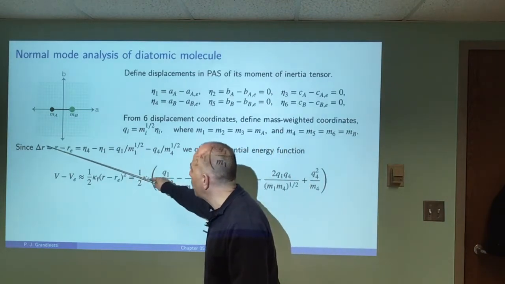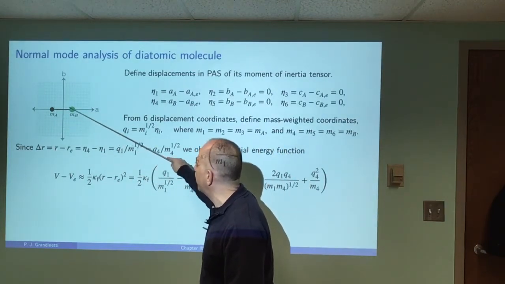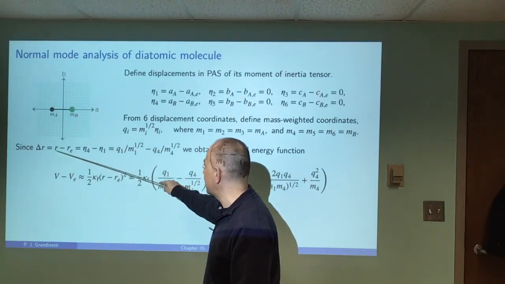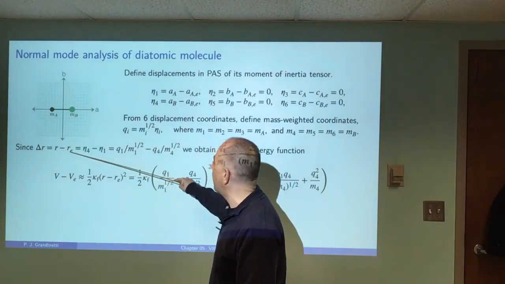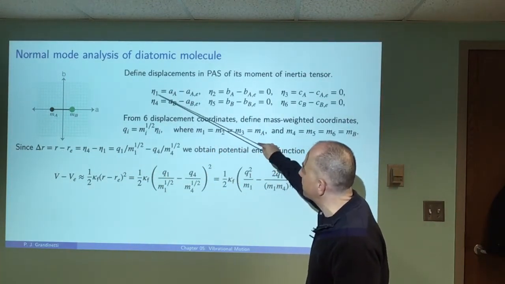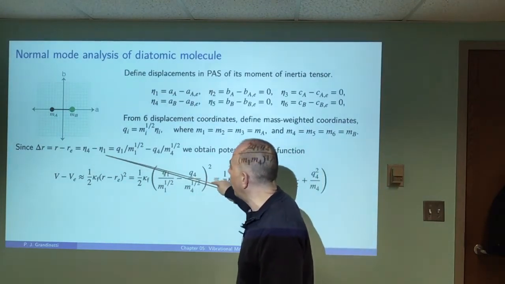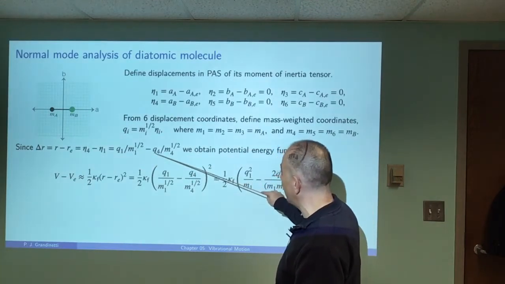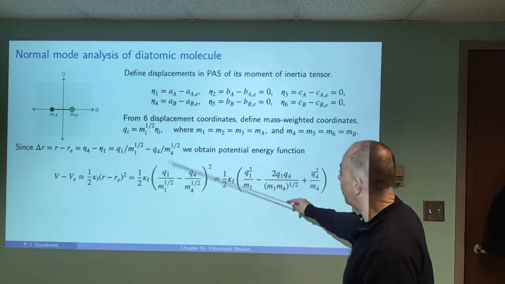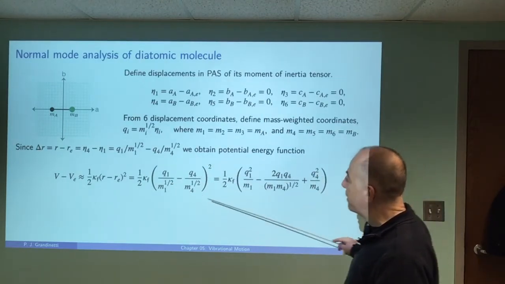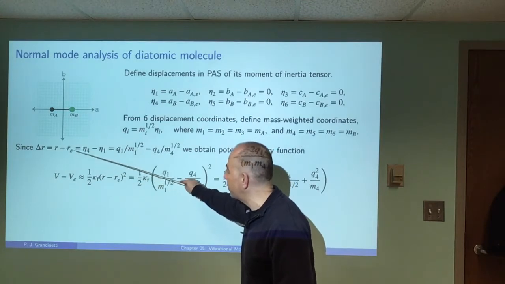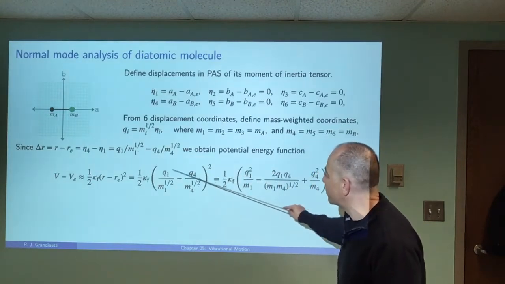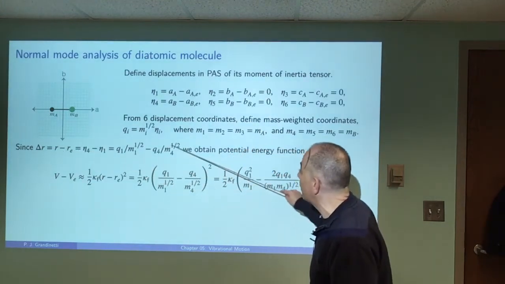We can actually relate these back to the original problem that we looked at. Remember, originally we looked at this vibration just in terms of the interatomic distance, r. If we write r minus r equilibrium, that turns out to be just the difference between eta 4 and eta 1, which in terms of mass-weighted coordinates is just q1 over the square root of mass 1 minus q4 over the square root of mass 4. So from that, we can take our original expression for the potential energy function in terms of the difference r minus re and rewrite that in terms of this difference. I'm just going to replace r minus re with this term here.